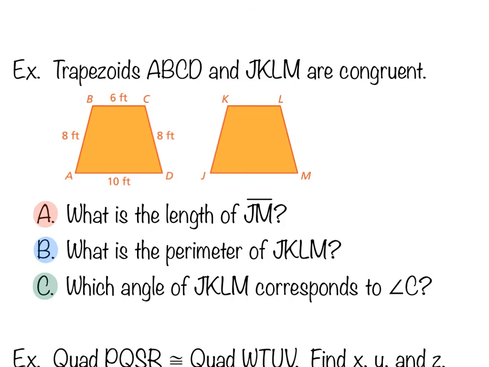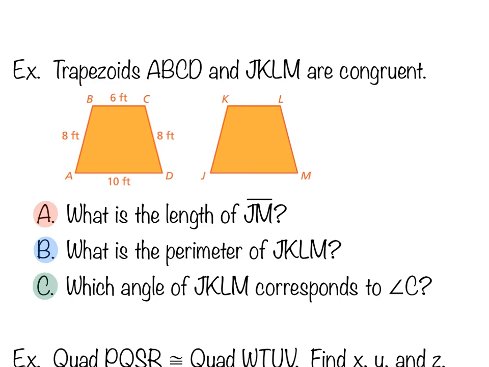All right, so this next example, we've got two trapezoids we're looking at. Trapezoid ABCD is on the left side, and trapezoid JKLM is on the right side. Now look how they did the congruent statement here. They said ABCD, so A, then B, then C, then D, and then they did the same thing for the next one: J, then K, then L, then M. So all the corresponding angles are matching up there.